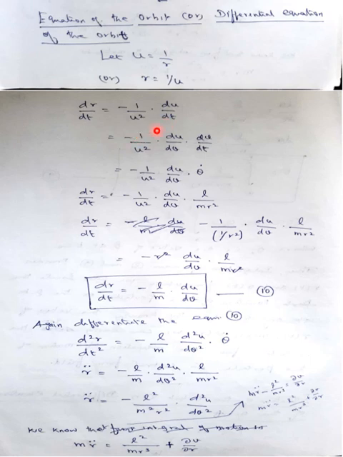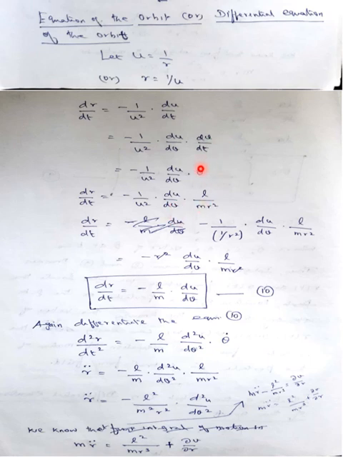Apply the value of theta dot here, L by m r square. So dr by dt is equal to minus 1 by u square du by d theta, L by m r square. Since u is 1 by r, 1 by u square is r square, so the r square cancels, and the remaining term is dr by dt equal to minus L by m du by d theta.